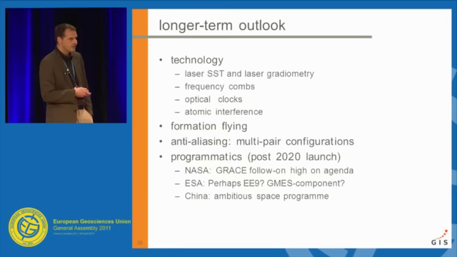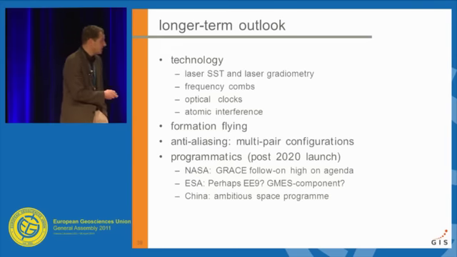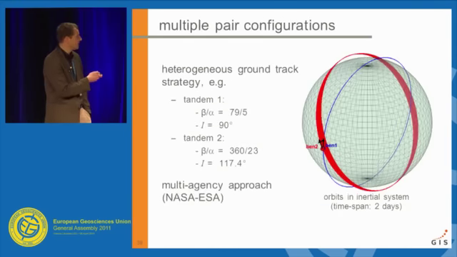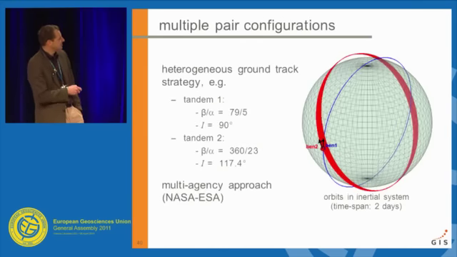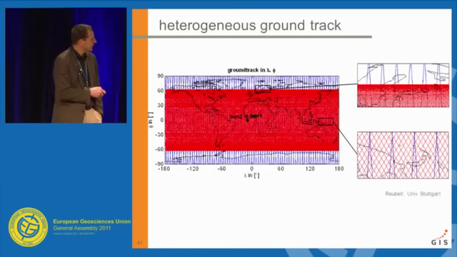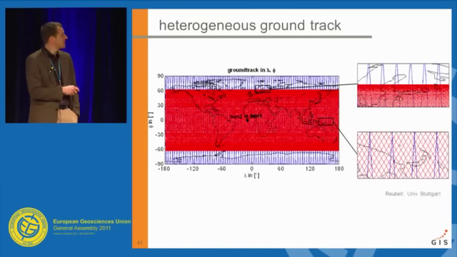They are talking about doing multiple GRACE-type missions, let's say. And perhaps China will chip in. They have an ambitious space program. Could look like this. Different types of orbits, different types of ground tracks.